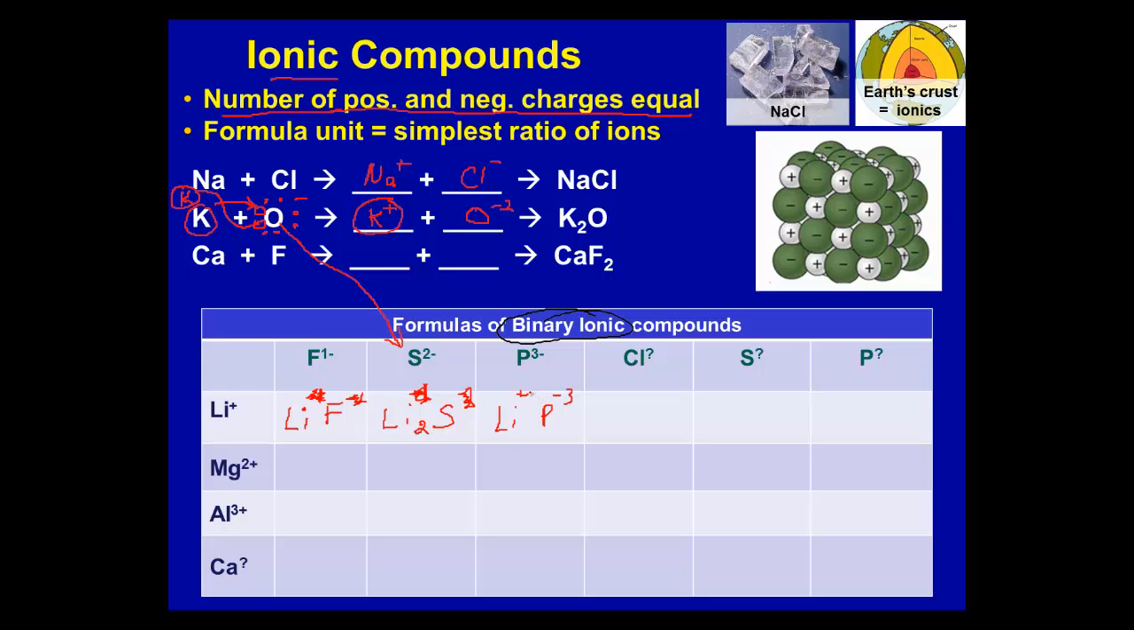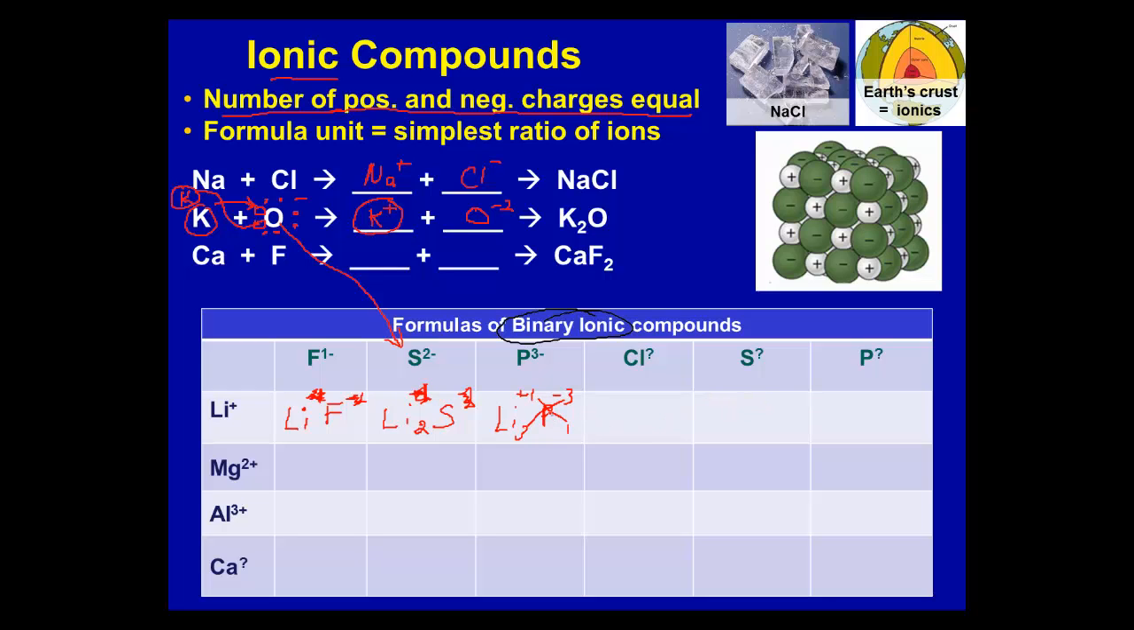There's another way to do this too. It maybe seems a little childish, but I think it's fun. And what you can do is you can crisscross these. So we say crisscross applesauce cookies in the middle, just like you did back in 3rd grade. Crisscross, so you take the 3 and put it here. And you take the -1. You just take the 1, not the minus, and you put it right there. So the formula is Li3P if you do the crisscross method.